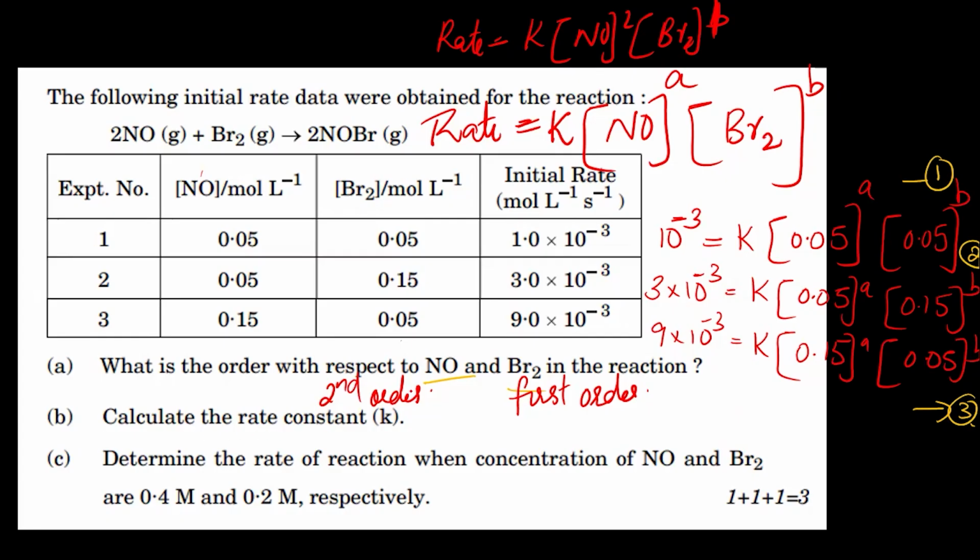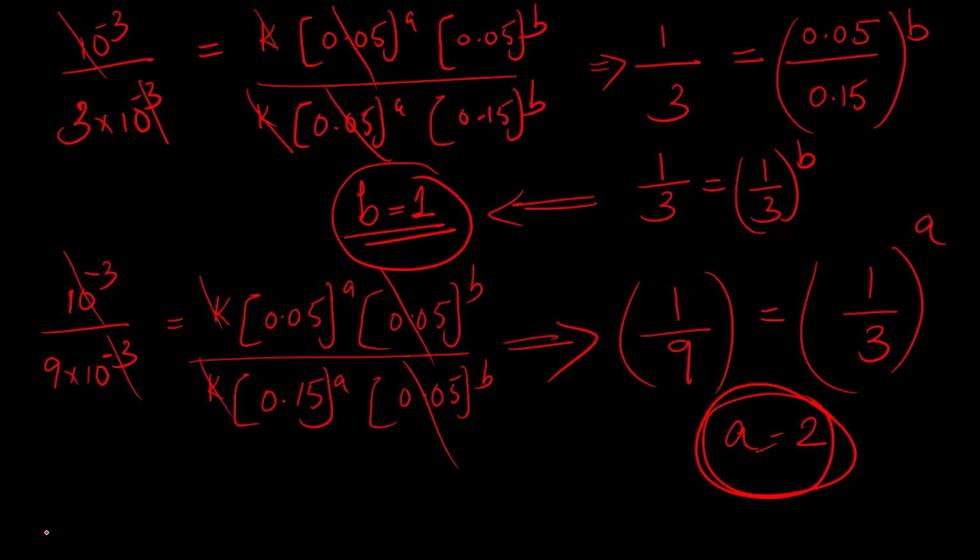Now moving to the B question. What is the B question? Calculate the rate constant K. So now you have the A and B values, right? You can find the rate constant K by applying them in any of these 1, 2, 3 equations. I am going to apply it in the first equation itself. We get rate 10 to the power minus 3 is equal to K times 0.05 raised to 2 times 0.05 raised to 1.